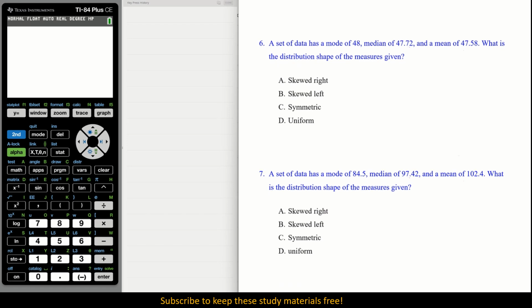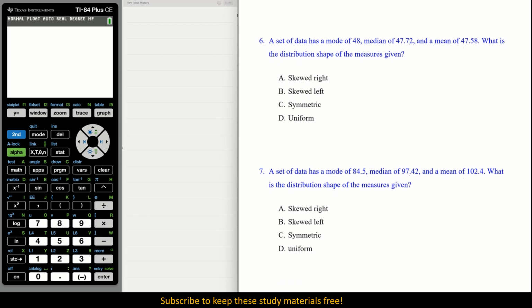Okay, so here's another one. Number 6 says, a set of data has a mode of 48, a median of 47.72, and a mean of 47.58. What is the distribution shape of the measures given? Okay, now we can put these in order. Okay, I'll do that. So it looks like our mode is going to be the greater value and our mean is lower. Okay, so we have 47.58 is less than 47.72, which of course is less than 48.